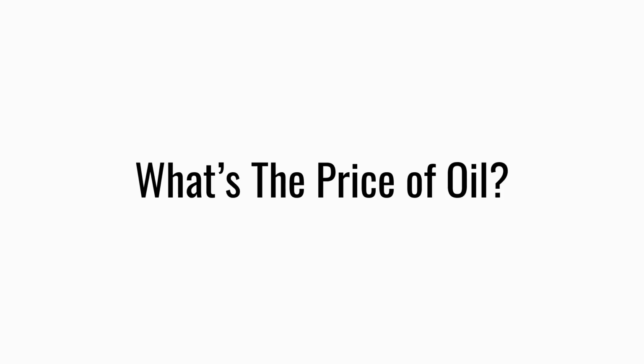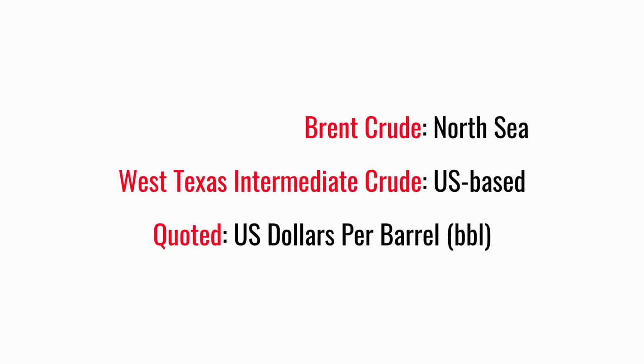Let's start off with what looks like a simple question. What's the price of oil? This turns out to be more complicated because you have to ask what kind of oil. So for example, oil which is pumped out of the North Sea is called Brent crude. Oil which comes out of fields in West Texas is called WTI, or West Texas Intermediate crude. And these are the two most commonly used benchmarks, although there are many others, as we'll see.